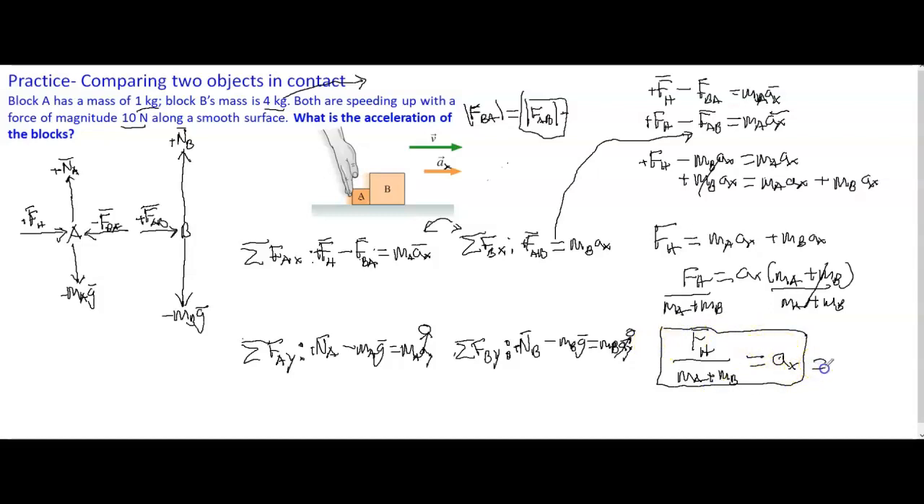So if the hand force is 10 newtons, block A is 1 kilogram, block B is 4 kilograms, and that makes the acceleration in the x direction 10 newtons over 5 kilograms, which is going to be 2 meters per second squared.